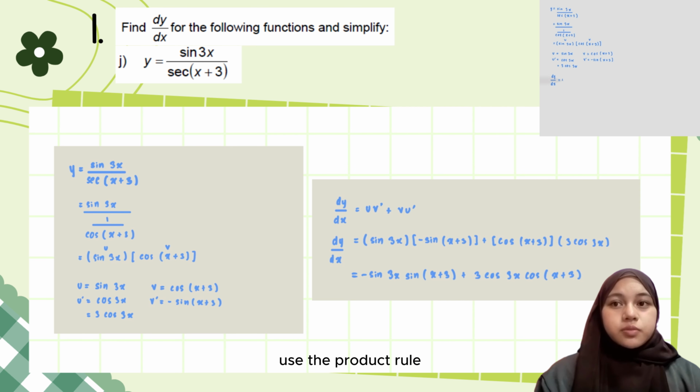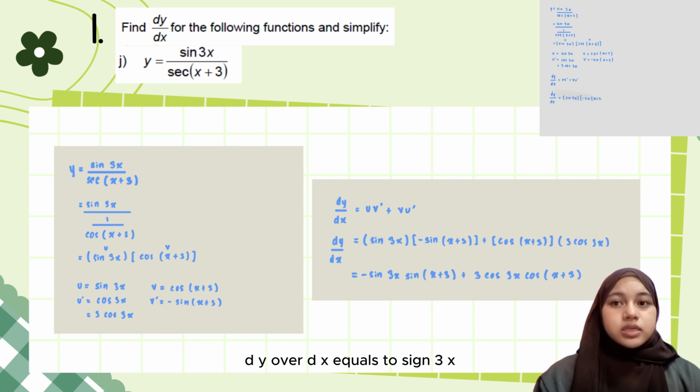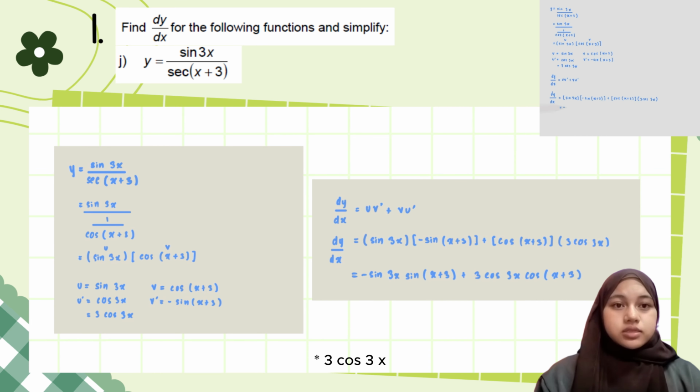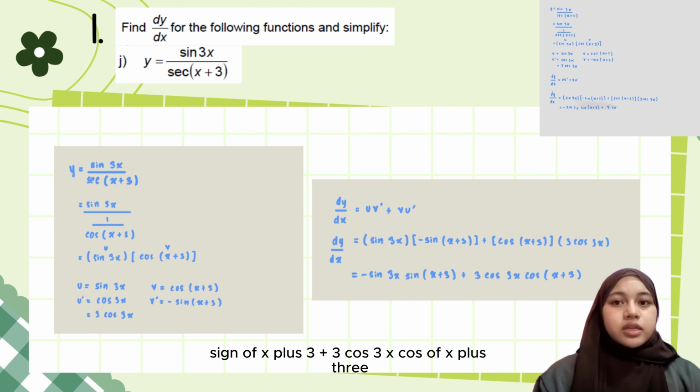After that, we use the product rule. dy over dx equals u times v prime plus v times u prime. dy over dx equals sin 3x times negative sin of (x plus 3) plus cos of (x plus 3) times 3 cos 3x. The final answer is dy over dx equals negative sin 3x sin of (x plus 3) plus 3 cos 3x cos of (x plus 3).